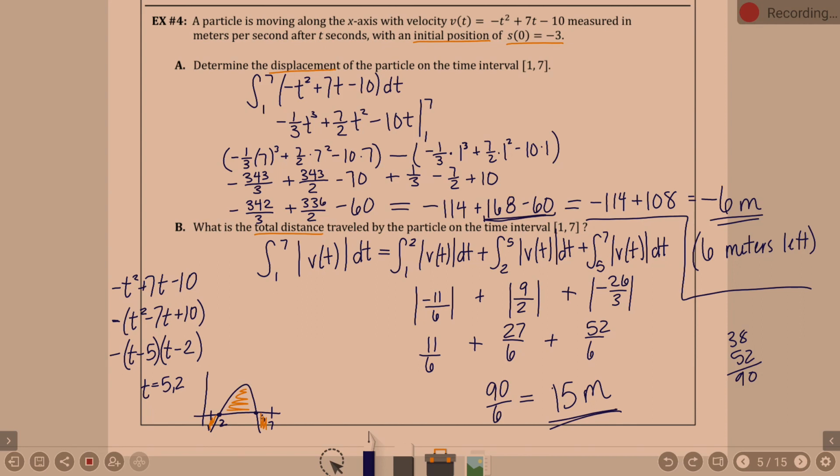Now, would it have made a difference if our interval was 0 to 7? Yes, because then we could have just added the negative 3 in there. Because then it would have been negative 3 plus whatever we got. But since we didn't go down to 0, it didn't matter. Was that maybe a typo on her behalf? I don't know, but it's what's here.